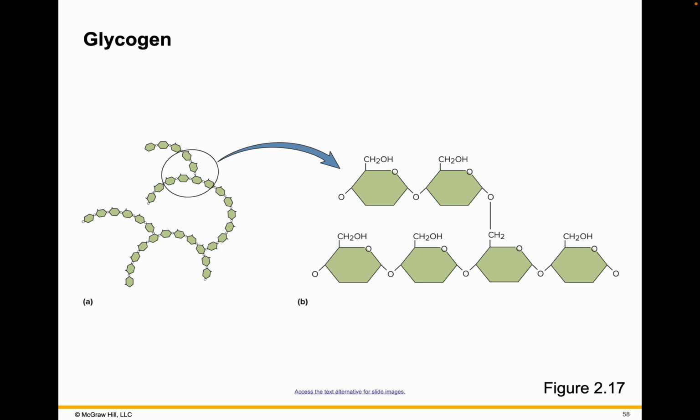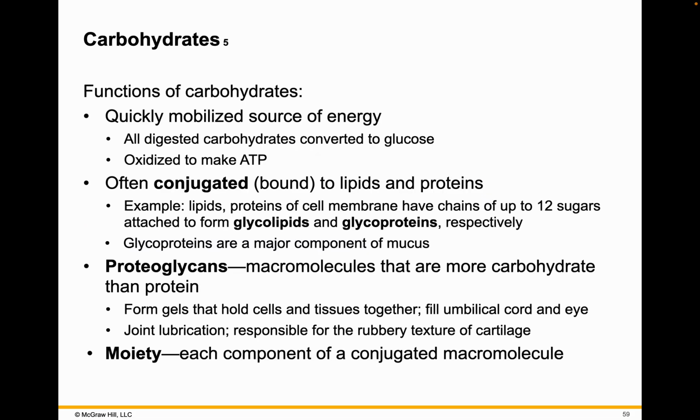So here's glycogen with lots of branches. Carbohydrates mobilize quickly to give us energy through the oxidative phosphorylation pathway. They are often bound to lipids and proteins, so we have glycolipids and glycoproteins. They form structures called proteoglycans that are more carbohydrate than protein, which form gels that hold tissue together, fill the umbilical cord and the eye, and lubricate joints. And they have a moiety for each of the components of a conjugated macromolecule.